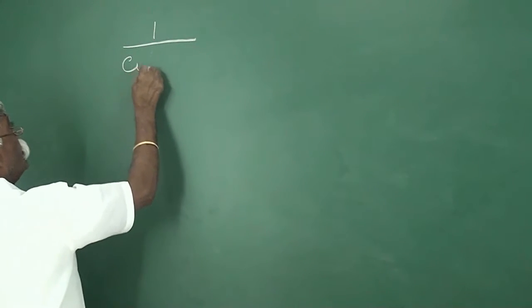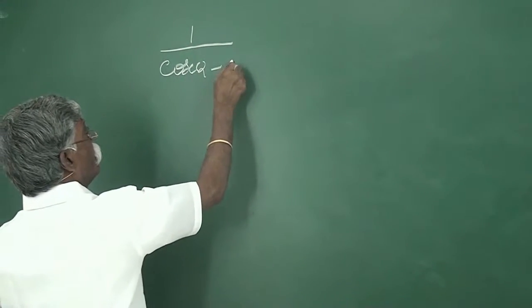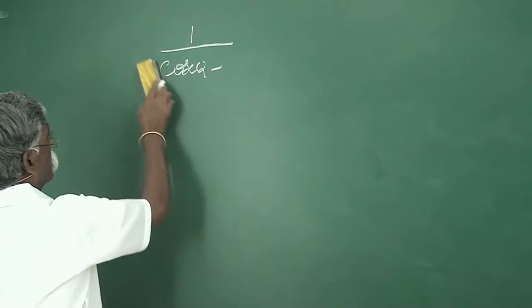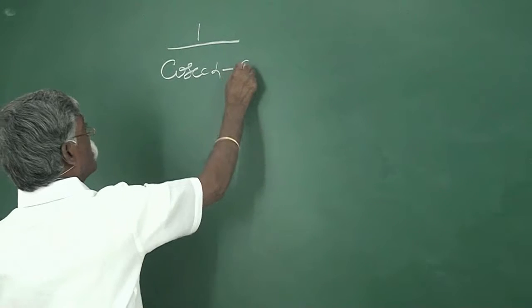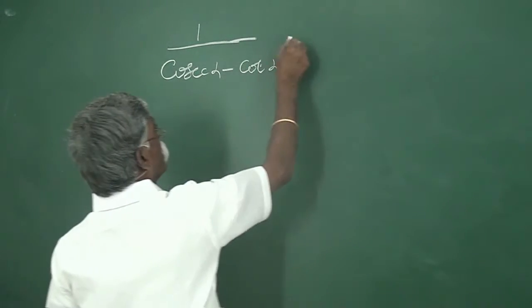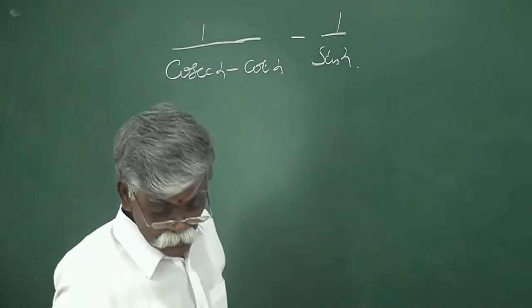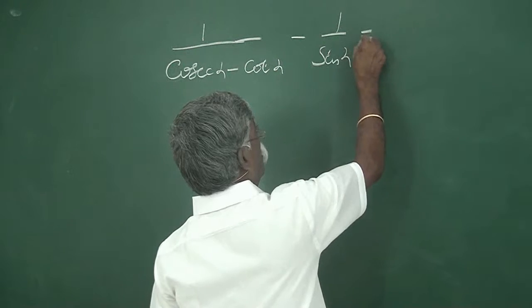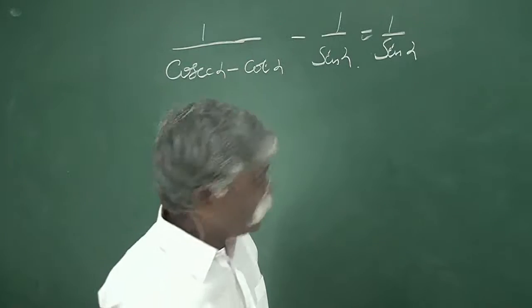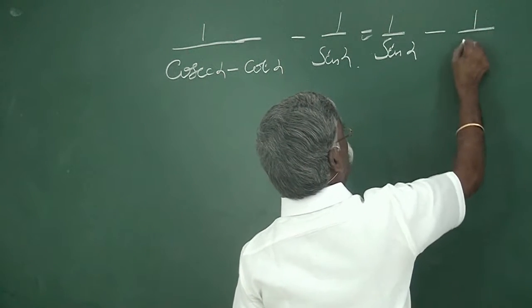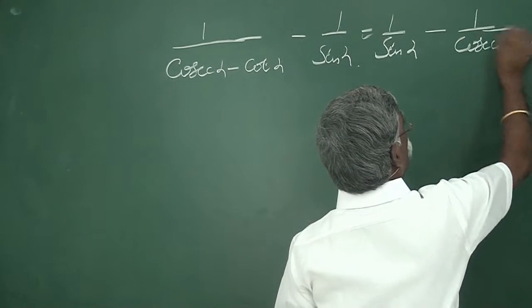Next problem: 1 by cosecant alpha minus cot alpha, minus 1 by sin alpha, is equal to 1 by sin alpha minus 1 by cosecant alpha plus cot alpha.